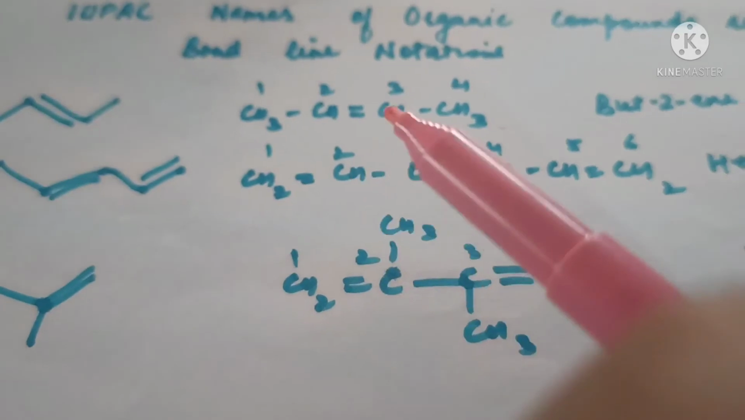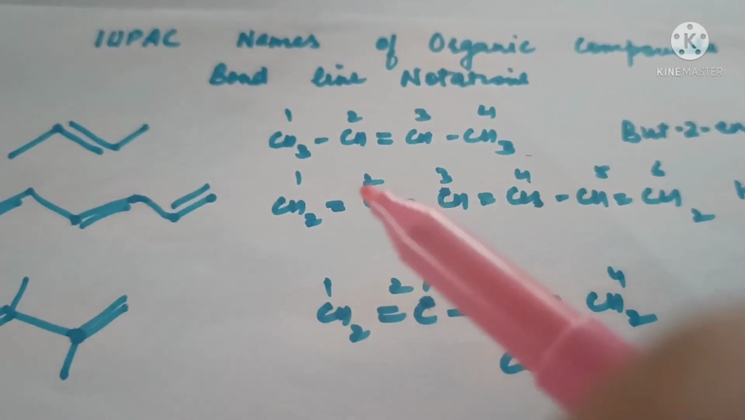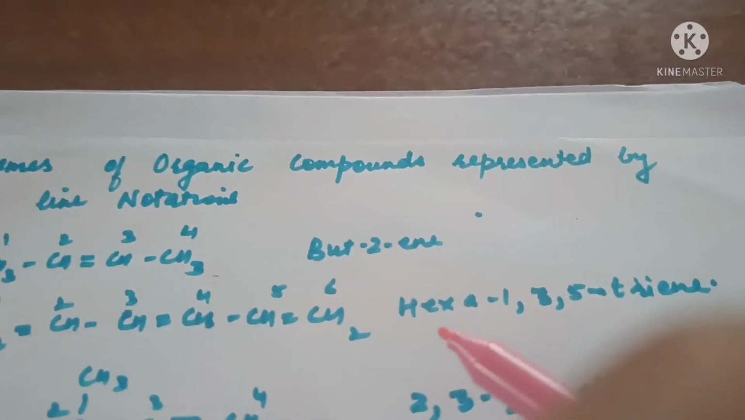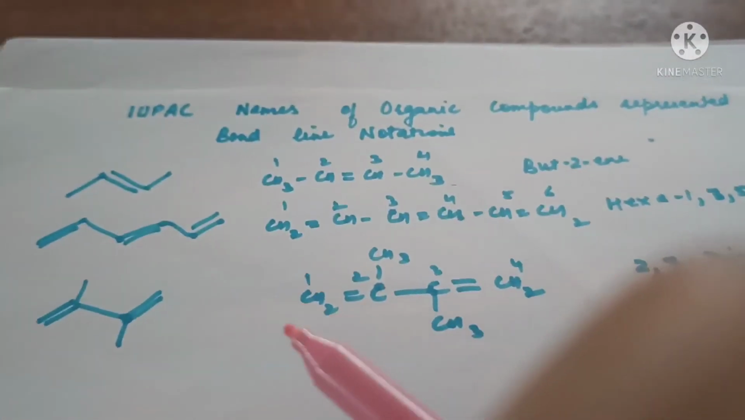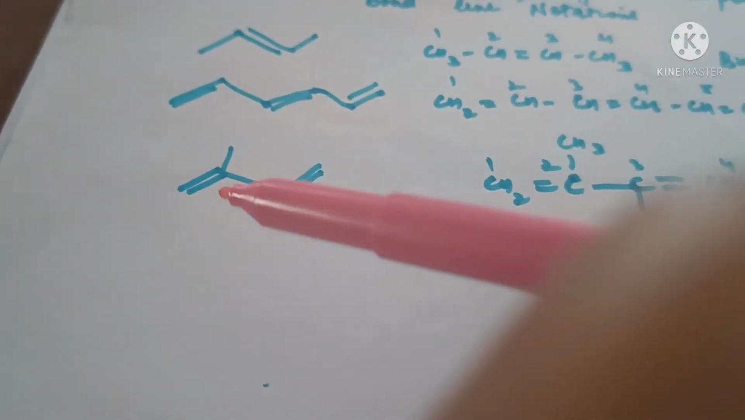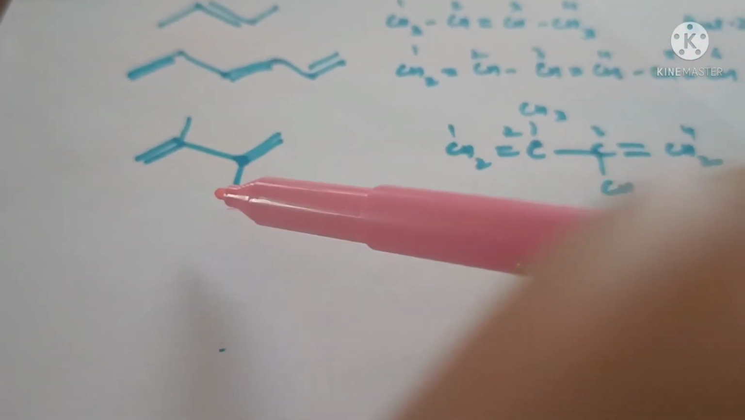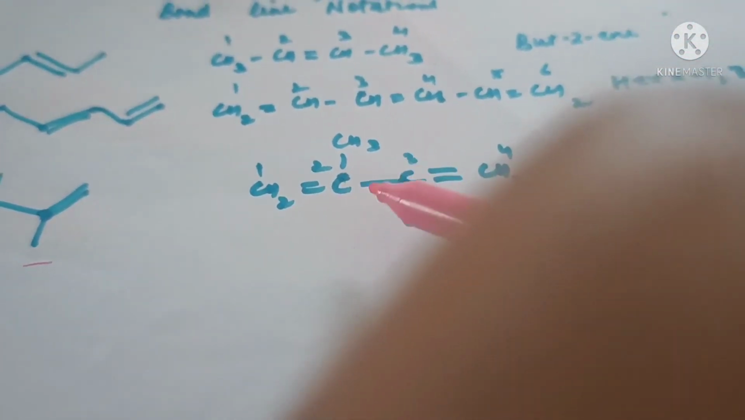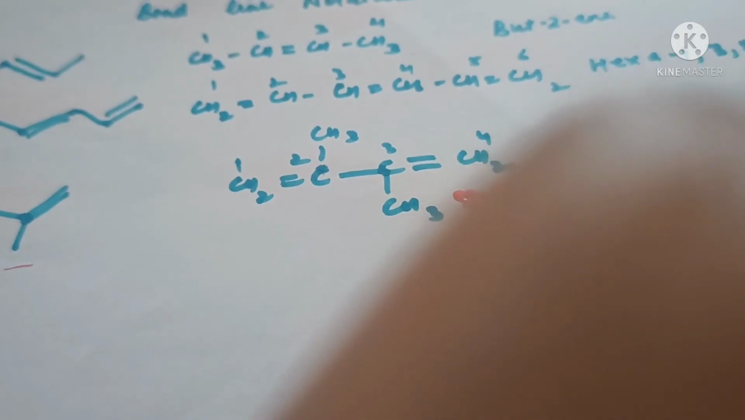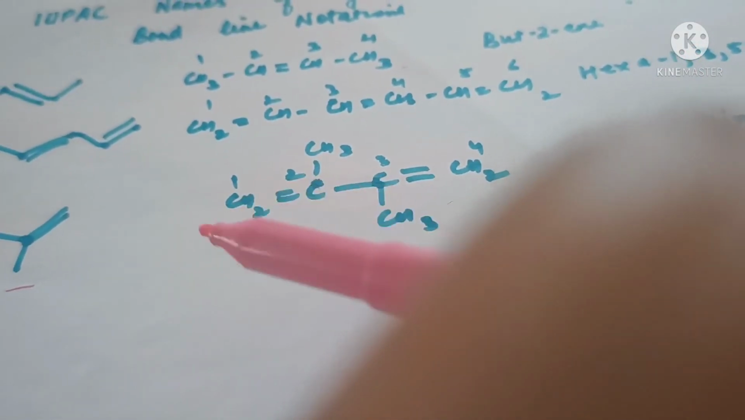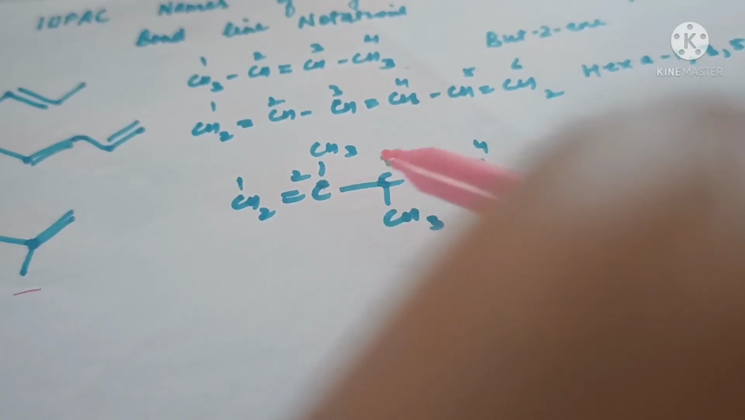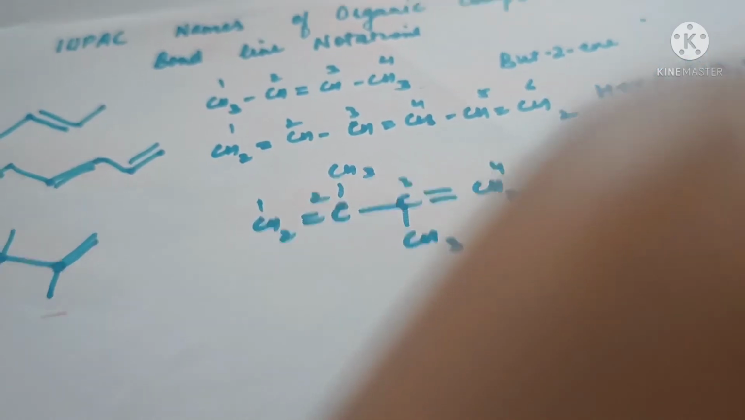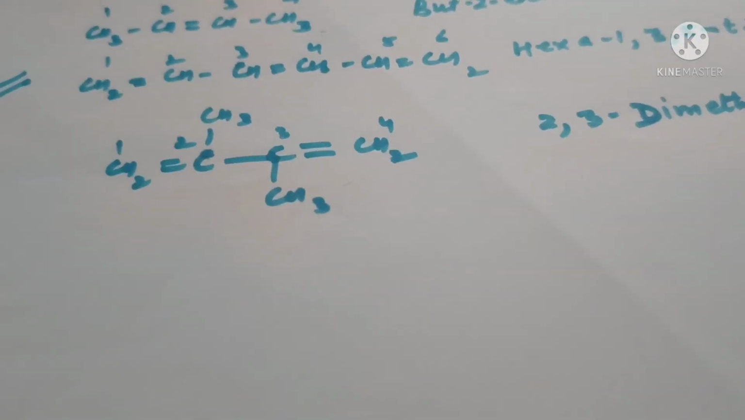So in this compound, there are 3 double bonds, at 1, 3 and 5 positions. So the name will be, this is a 6 carbon compound, so hexa-1,3,5-triene. And this compound also has methyl groups attached here. So expanding the structure, we get CH2 double bond C, CH3, C, CH3 double bond CH2. So the name will be 2,3-dimethyl buta-1,3-diene.